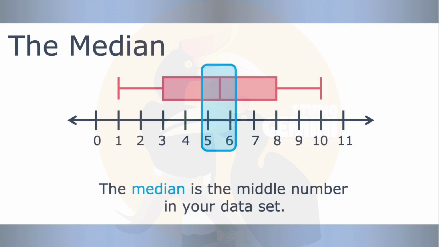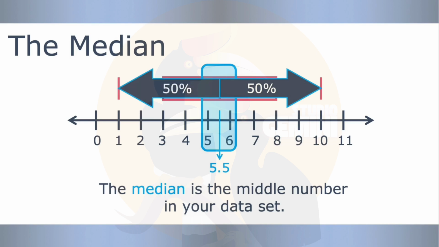The median is the middle number in your data set. In this example, the median is 5.5. 1/2 or 50% of the values in your data set are above the median, and 50% are below.